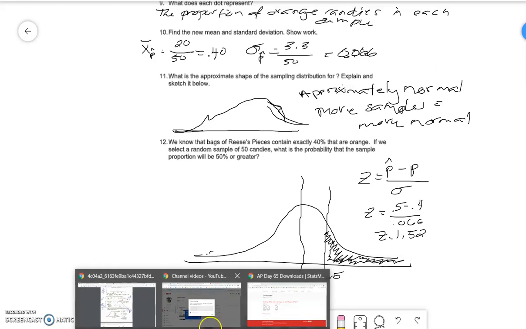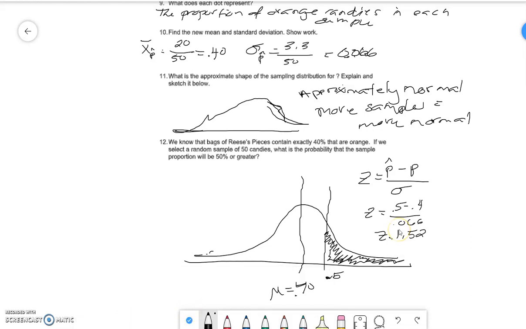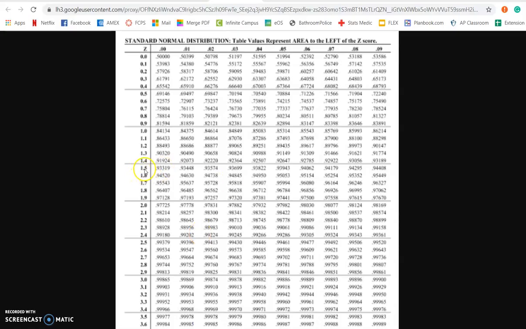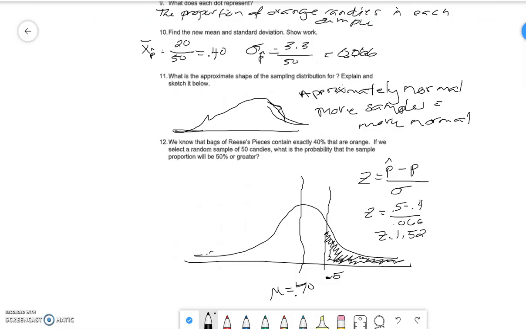And then I have to go to my z-table. Okay, here's my z-table. So I have 1.52, 0.93574. This means that 93.574% is to the left. We don't want that. We want what's to the right.